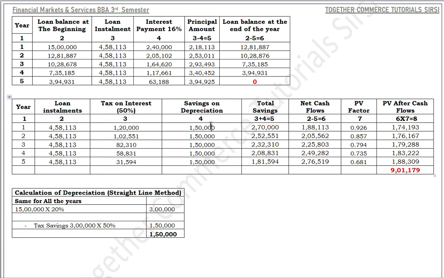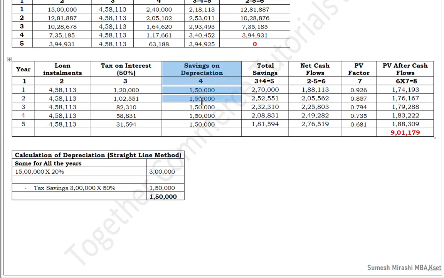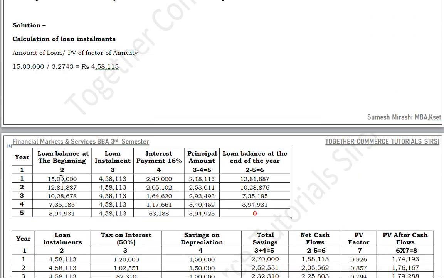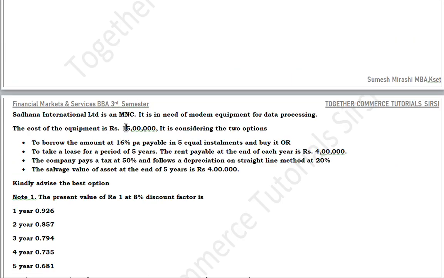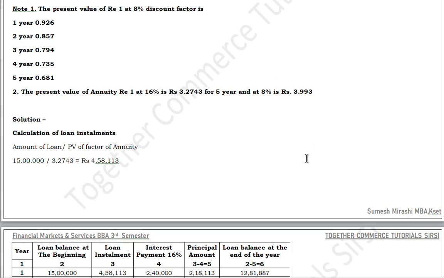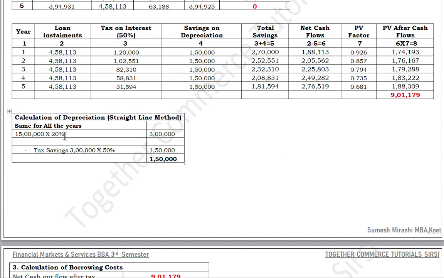Then savings on depreciation. This is somewhat different from the previous problem. In the previous problem, the depreciation was on reducing balance method, so there we had a different working note. But in this, the depreciation is given on straight line method. So what happens here is the original cost of the asset is 15 lakh. That is got from the question, and the depreciation they have given is 20%.